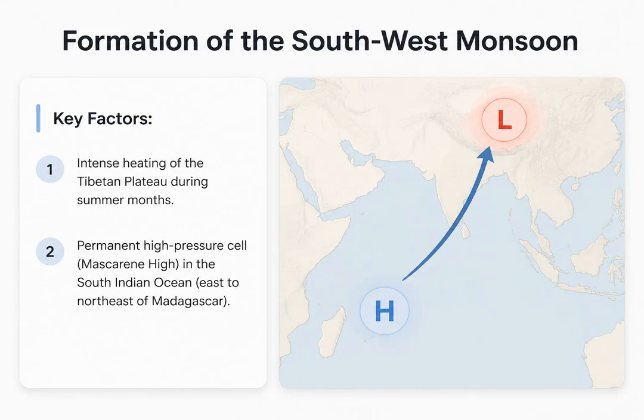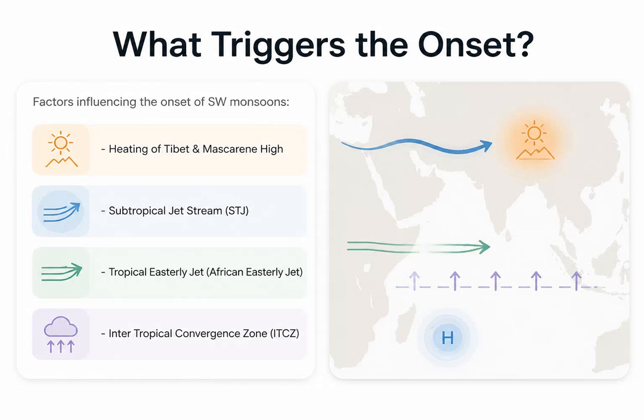Now let's break down the specific factors responsible for the southwest monsoon. The foundational setup requires two main components. First, the intense heating of the Tibetan Plateau during the summer months, which creates a strong thermal low-pressure zone. Second, there is a permanent high-pressure cell known as the Mascarene High, located in the South Indian Ocean, near Madagascar. The pressure gradient between this high in the south and the low in the north is the primary engine of the monsoon winds.